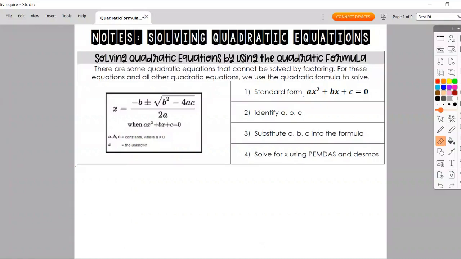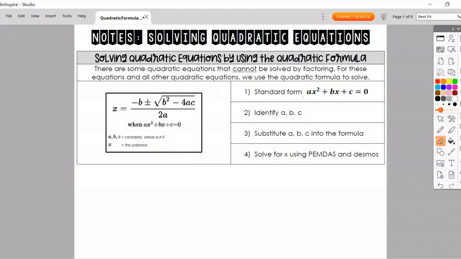In today's lesson, we're going to learn about solving quadratic equations, specifically by using the quadratic formula. There are some quadratic equations that cannot be solved by factoring, as we learned previously. For these equations and all other quadratic equations, we can always use the quadratic formula to solve.